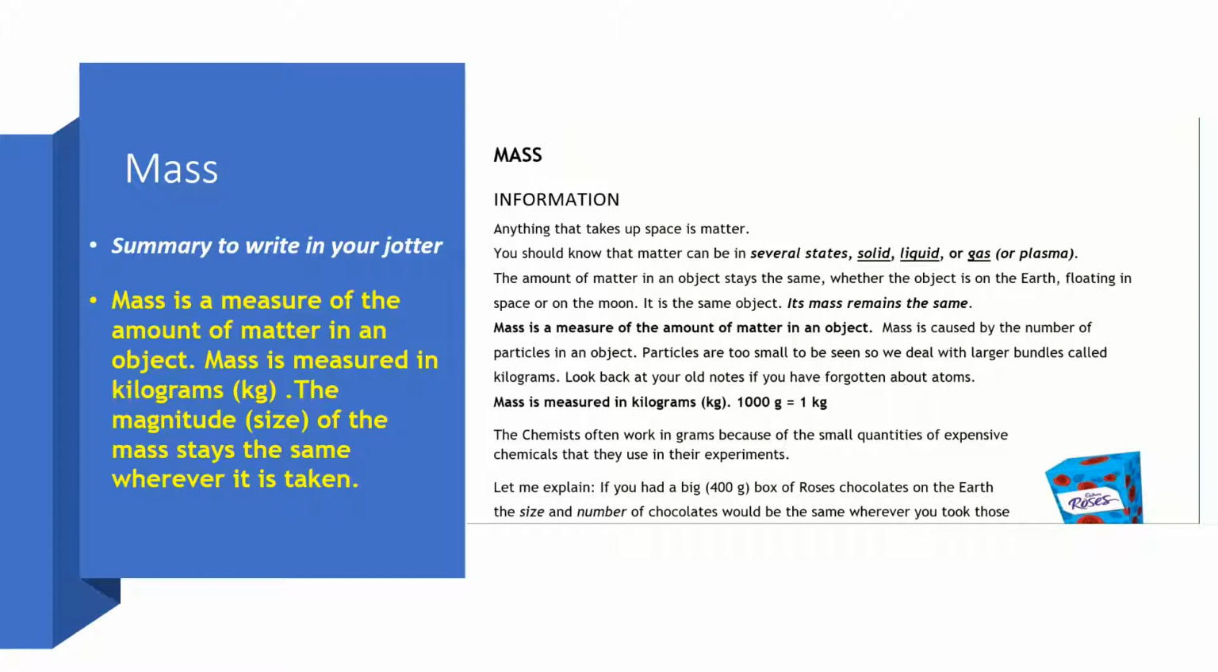Mass is a measure of the amount of matter in an object. Mass is caused by the number of particles in the object. Particles are too small to be seen, so we deal with larger bundles called kilograms. If you have more particles in your body, you will have a greater mass. We use the unit kilogram to measure mass. So the kilogram is the unit of mass.